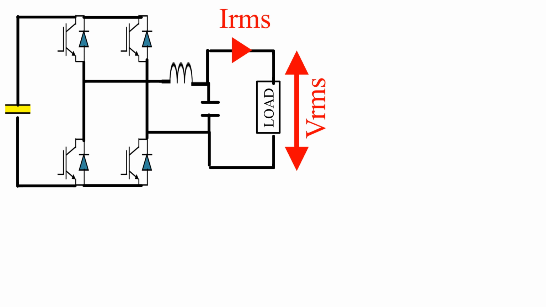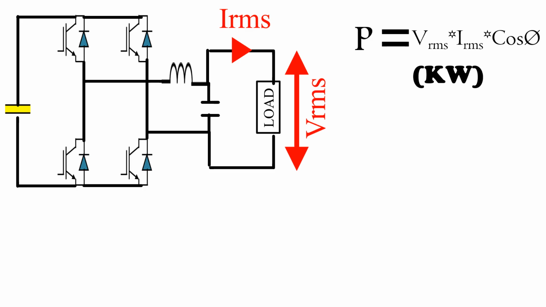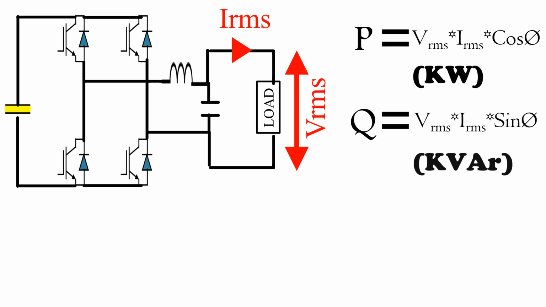Now, active power P is given by V RMS into I RMS into cos phi and it is expressed in kilowatt, that is kW. Reactive power Q is given by V RMS into I RMS into sin phi and it is expressed in kVAR. And finally, apparent power S is given by V RMS into I RMS and it is expressed in kVA.